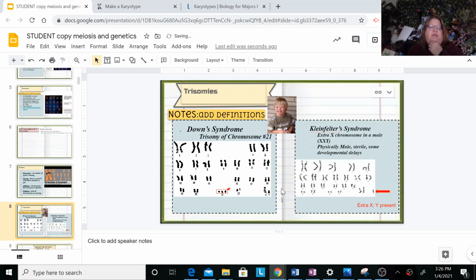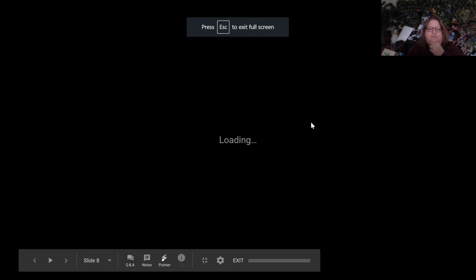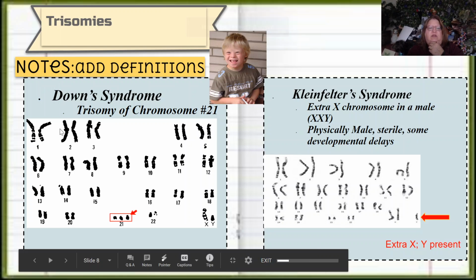So let me give you a brief example. One trisomy that you might be pretty familiar with would be Down syndrome. If we take a look at the karyotype of somebody with Down syndrome, you'll notice that at chromosome 21, they actually have an extra. We would call this a trisomy, and it's trisomy 21. Notice here, this is a boy, so he has an X and a Y chromosome.